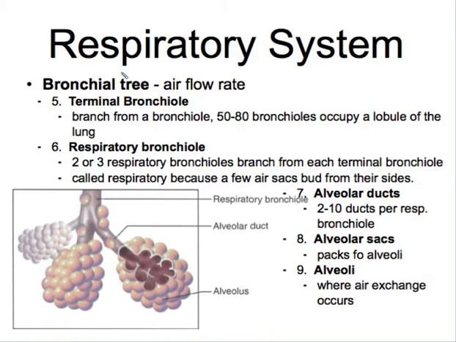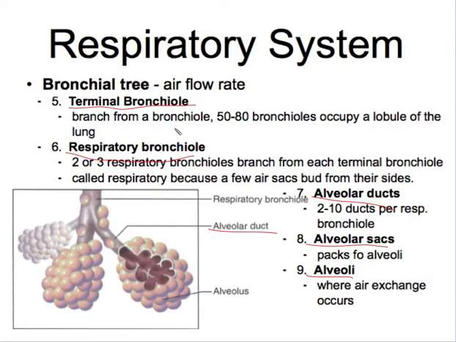Okay, so skipping your intralobar bronchioles, we need to get to terminal bronchioles. These you need to know. And there are roughly 50 to 80 bronchioles in a lobule of the lung. This goes into a respiratory bronchiole. So again, these sacs are called respiratory bronchioles here. And so 2 or 3 of these bronchioles branch from each terminal bronchiole. From the respiratory bronchiole, we go to alveolar ducts, which are this guy, and then into alveolar sacs, and then into alveoli specifically. Okay, so those you need to be aware of.